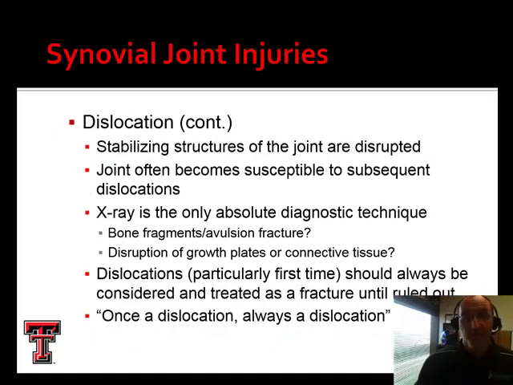The stabilizing structures, the ligaments and the capsule itself, are disrupted here, and the joint is going to become susceptible to recurrent dislocations for the reasons we just talked about. That connective tissue becomes stretched, elongated, scarred, not as likely to protect the body against force as it once was. If we're concerned that they have had a dislocation, then an x-ray is the only way that we can rule out bone fragments or an avulsion fracture or other issues at the joint. Once a dislocation, always a dislocation.